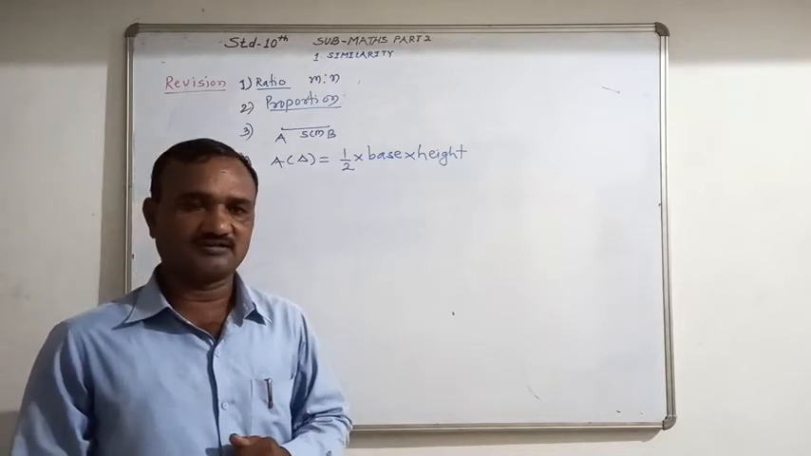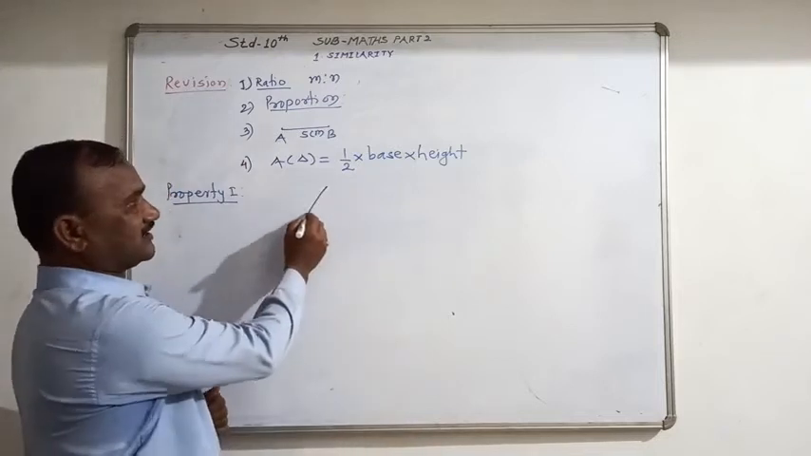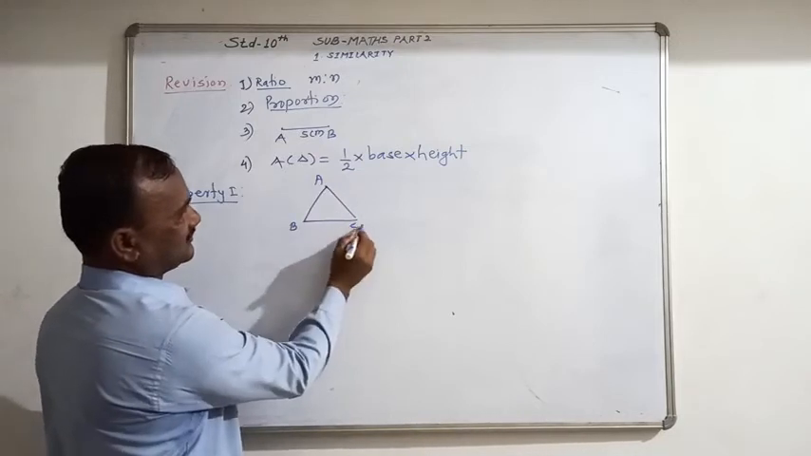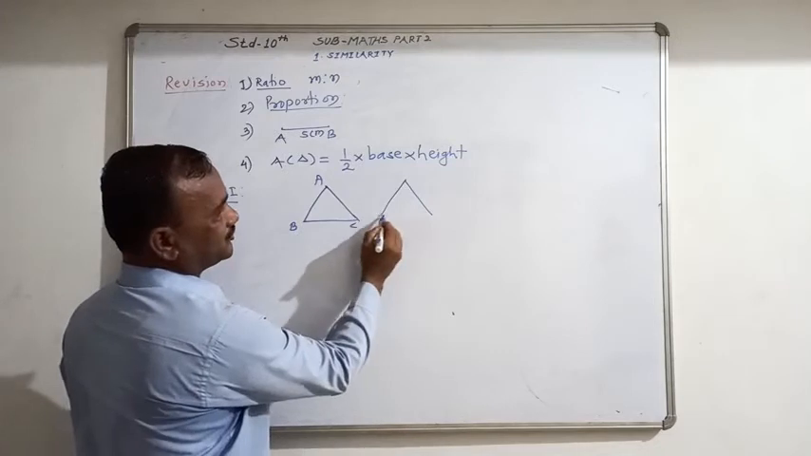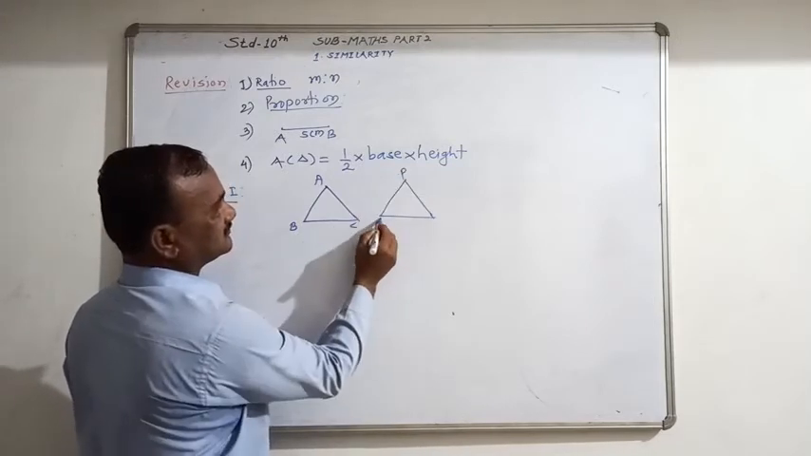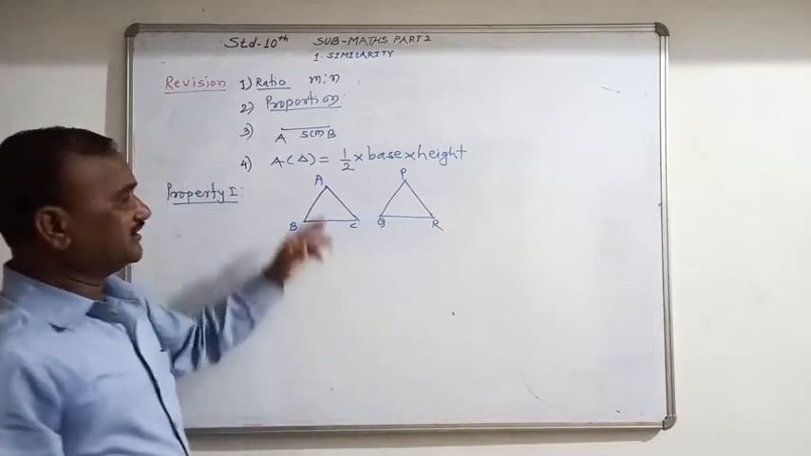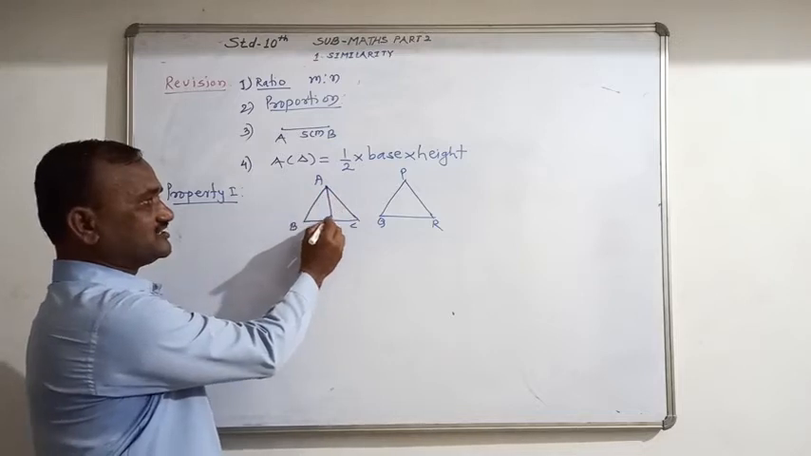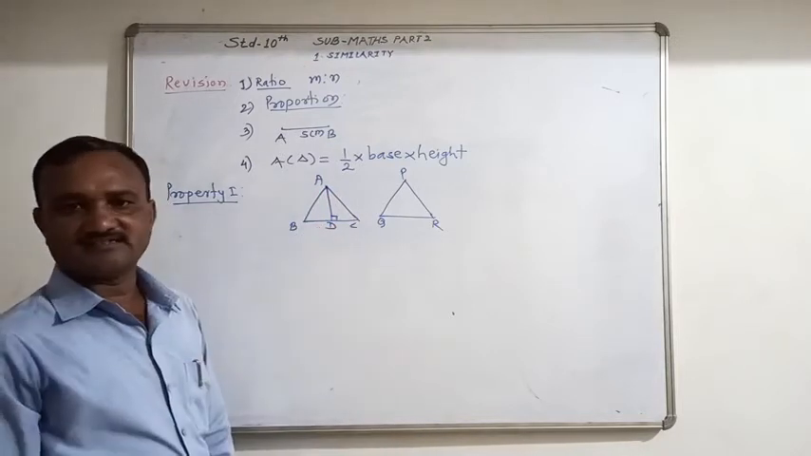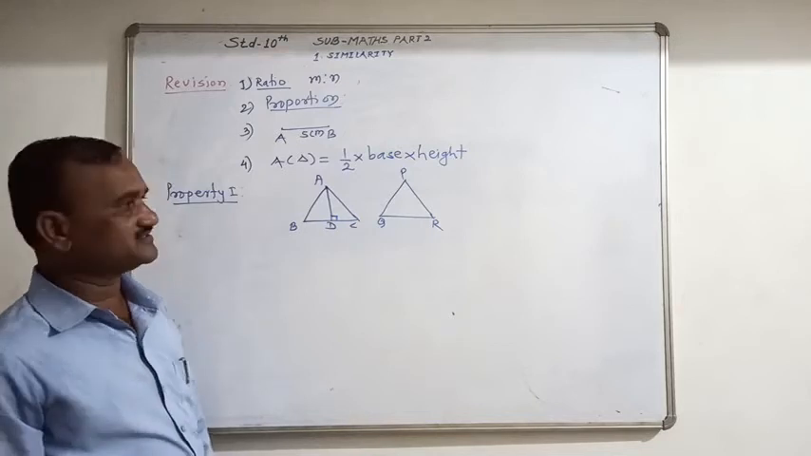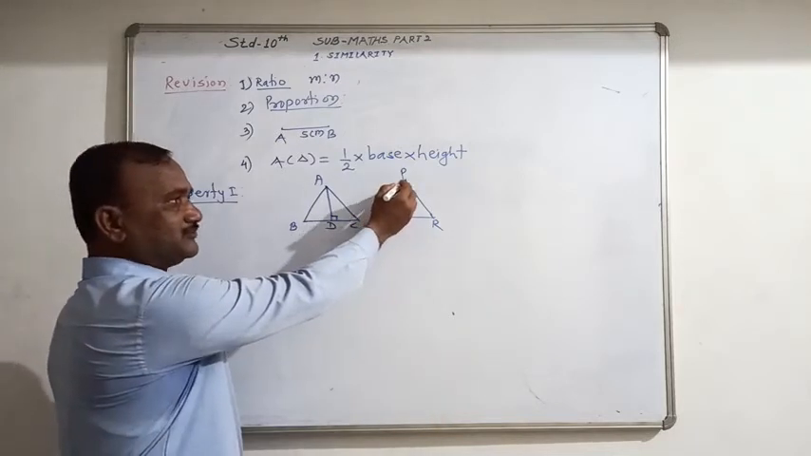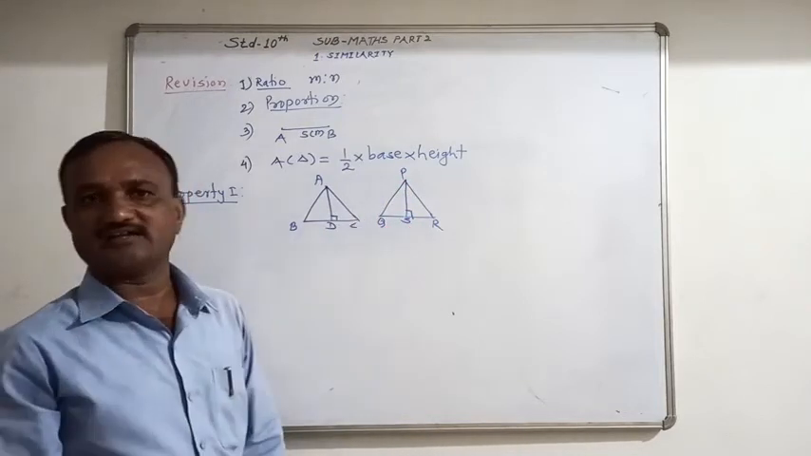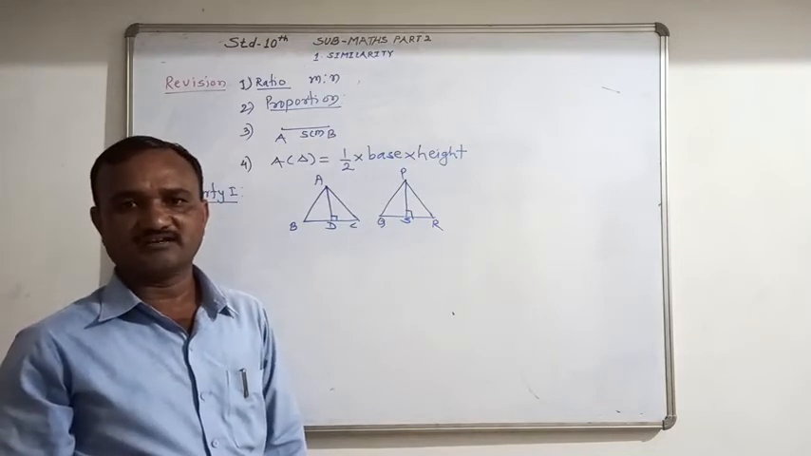We have to draw the figure. Two triangles, triangle ABC and second one triangle PQR. In triangle ABC, we draw the altitude from vertex A to the side BC, which is the height of triangle ABC, and side BC is the base of triangle ABC. The altitude drawn from vertex P to the side QR, that is segment PS, is the height of triangle PQR, and side QR is the base of triangle PQR.